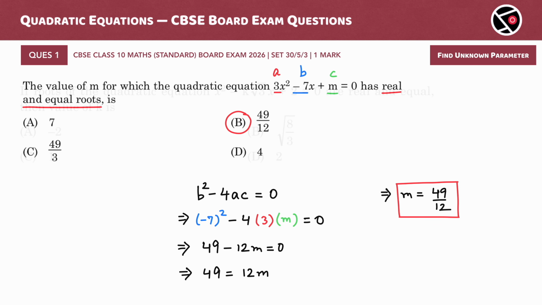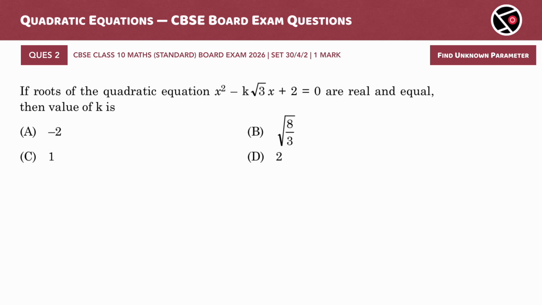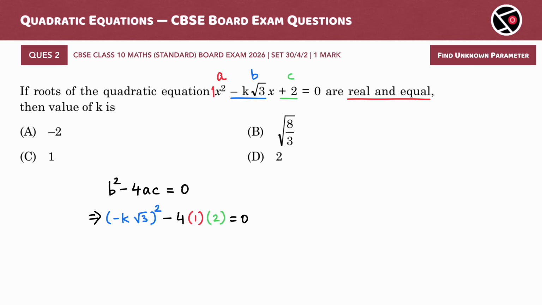Here is another similar question. Pause the video and give it a try. Once again, we have a quadratic equation with real and equal roots. So we start with b square minus 4ac equals 0. Here a is 1, b is minus k square root 3, c is 2. Minus k square root 3 whole square minus 4 times 1 times 2 equals 0.